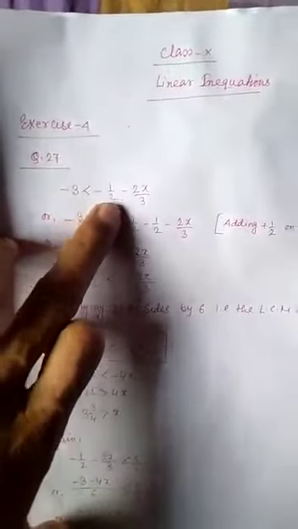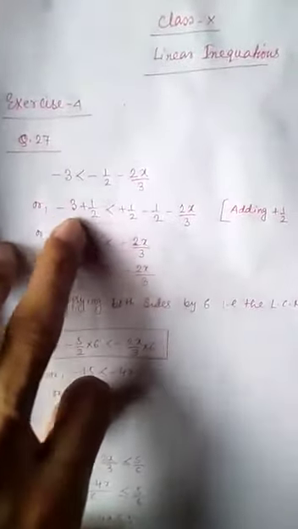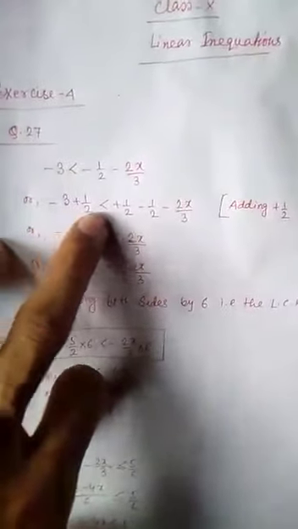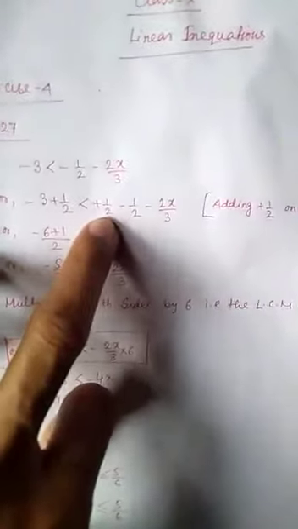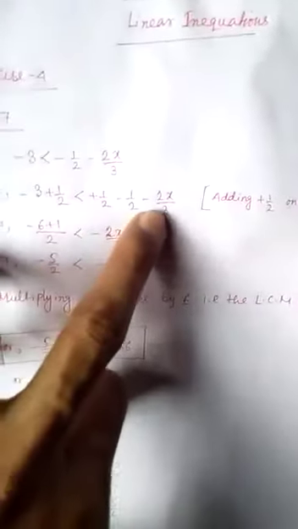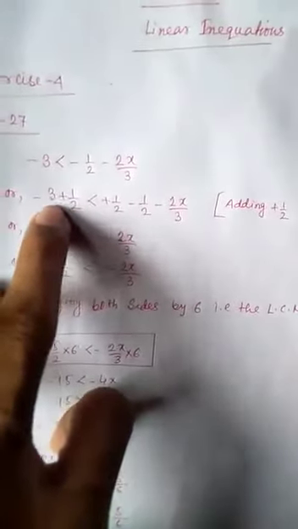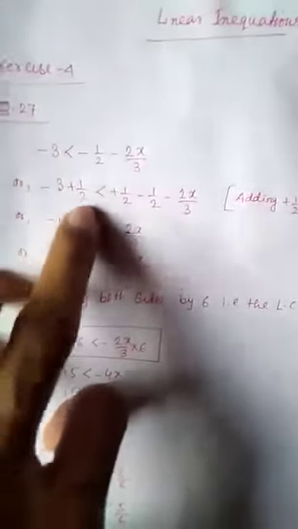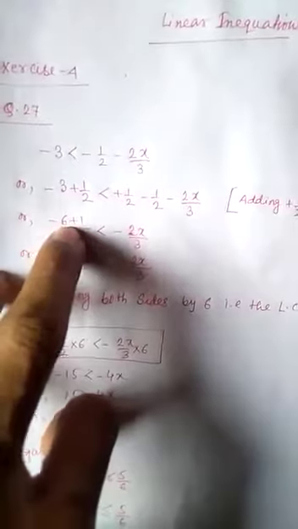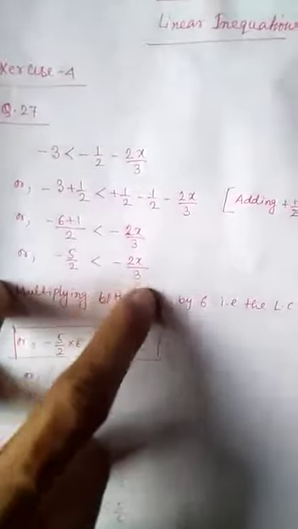In the first part, we have minus 3 less than minus half minus 2x by 3. If we add plus half on both sides of the inequation, then we will have minus 3 plus half less than plus half minus half minus 2x by 3. Now plus half and minus half will cancel out each other, so we will have minus 2x by 3 here. We know that the LCM of 2 and 1 is 2, so the denominator will be 2 and the numerator is minus 6 plus 1. By solving this, we will have minus 5 by 2 less than minus 2x by 3.